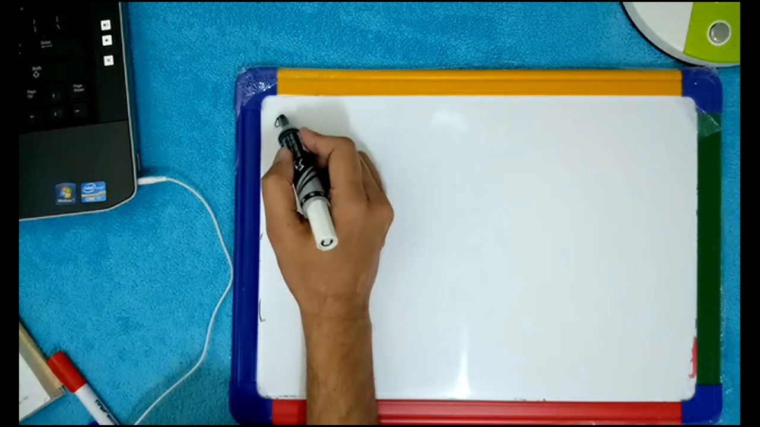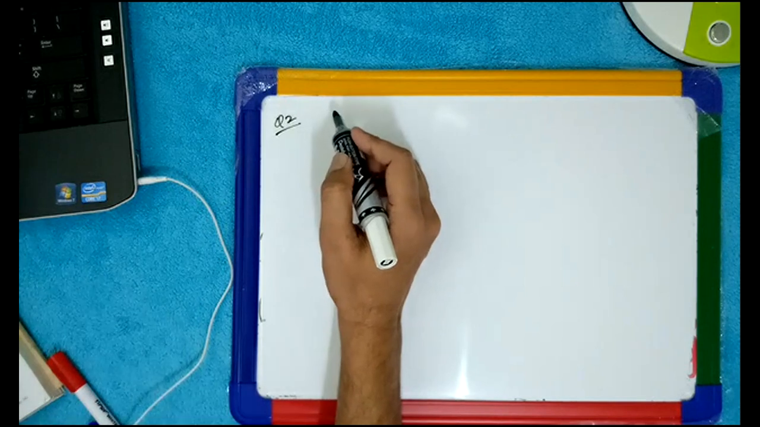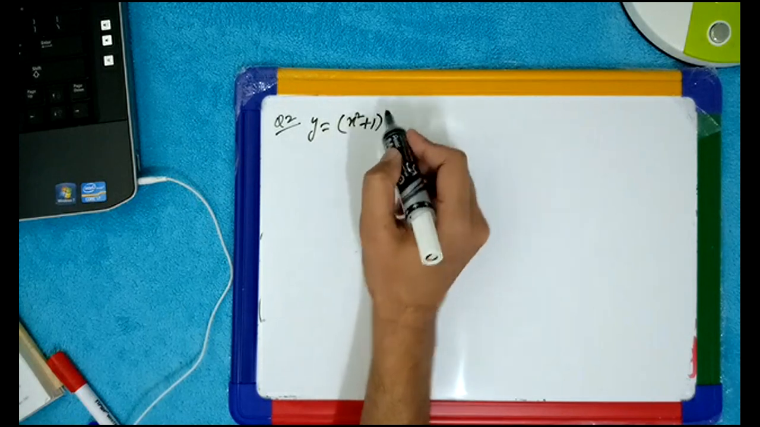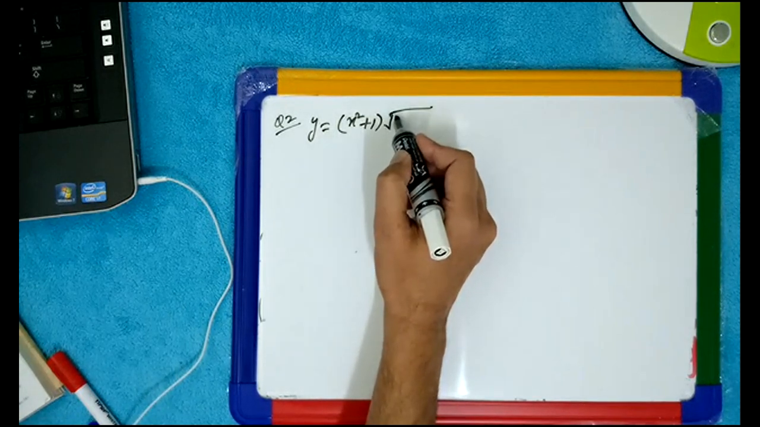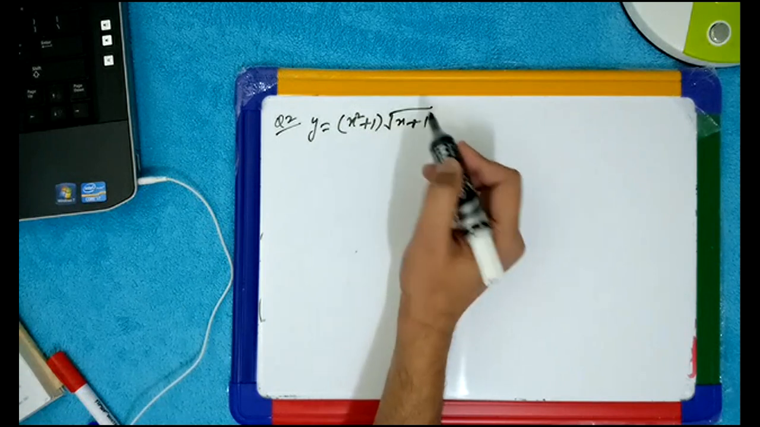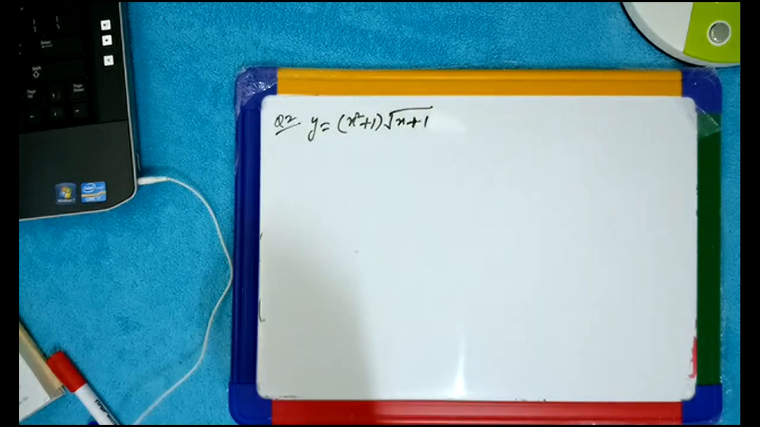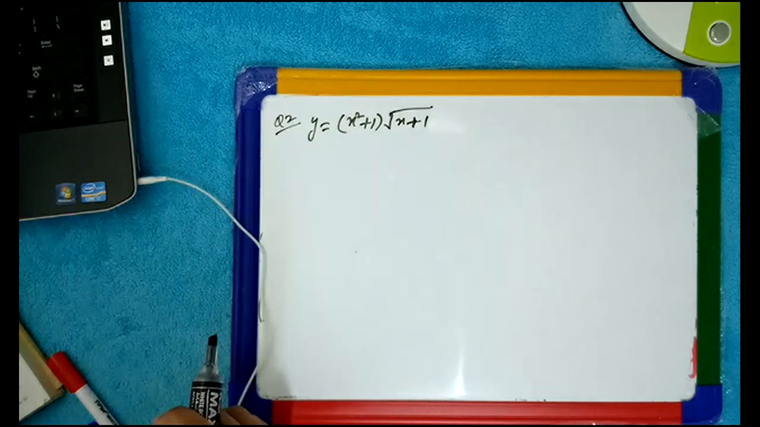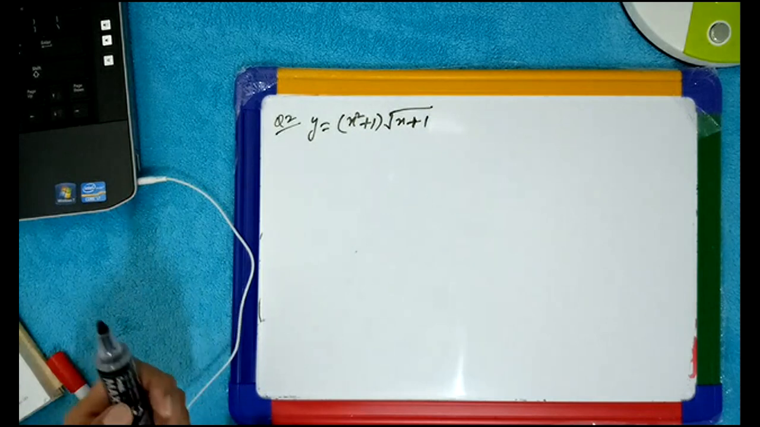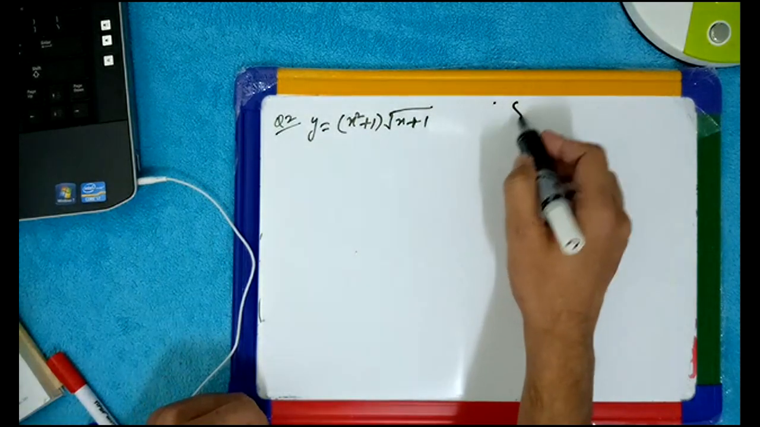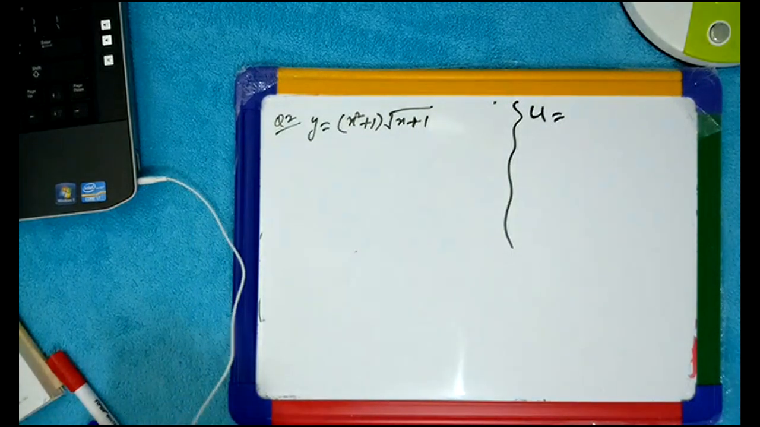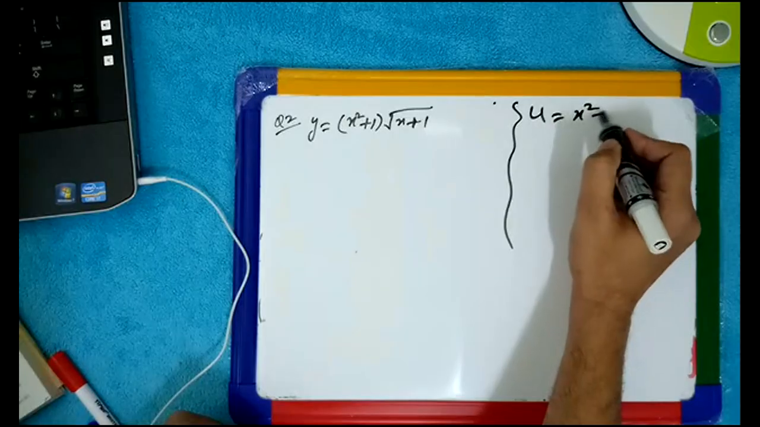Question number two: y equals the square root of x squared plus 1, plus 1. You see, you cannot expand these two brackets, so the product rule is applicable. We can write again the same way. So u equals what? u equals x squared plus 1. Next step.